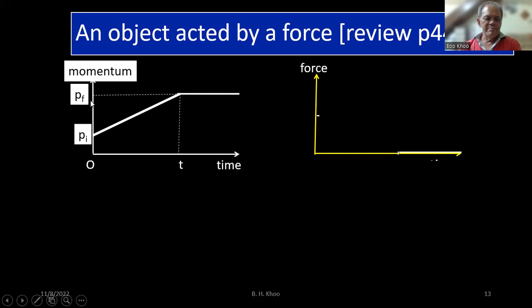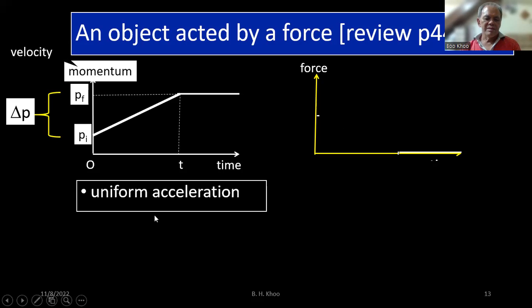Okay, momentum time graph has a change in momentum. Same, this can be a velocity time graph. Then this will be the final velocity, and there will be the initial velocity. Then the gradient will be acceleration. There's uniform velocity, so this is uniform acceleration, or a constant force acting on the body.